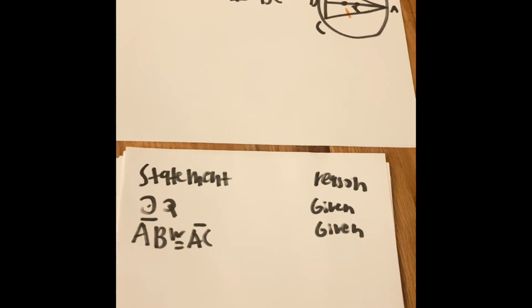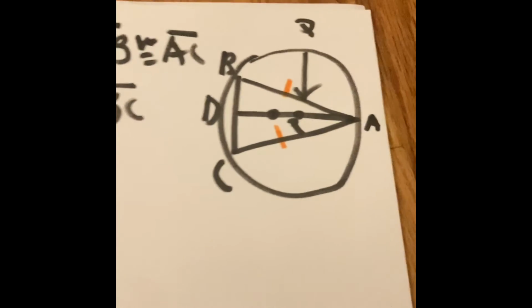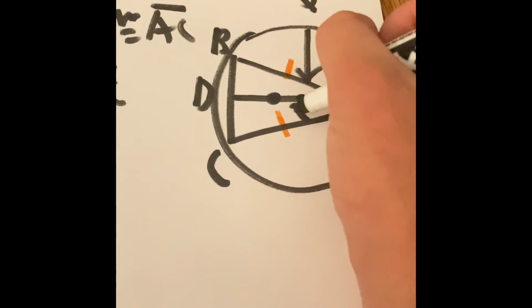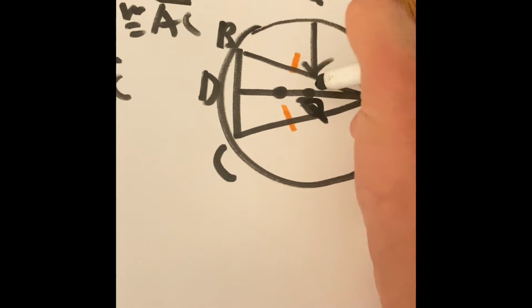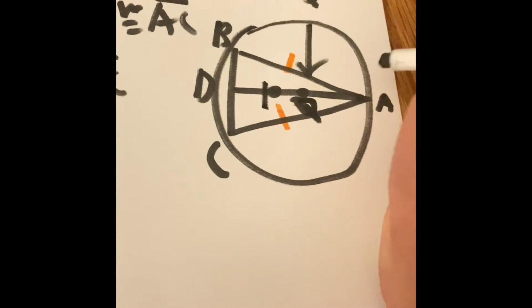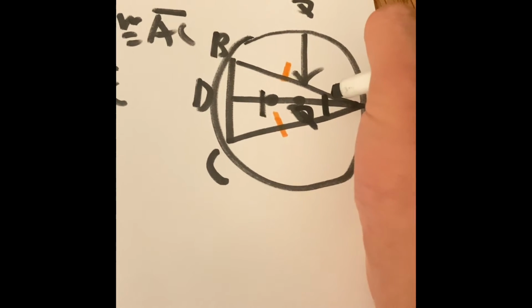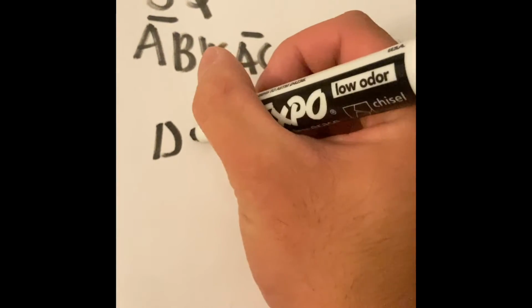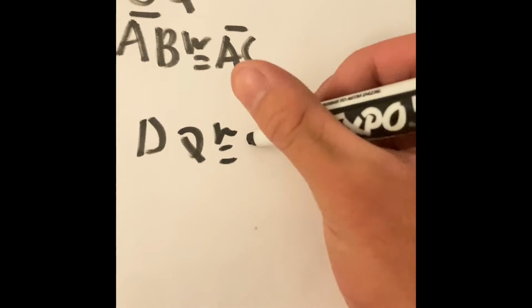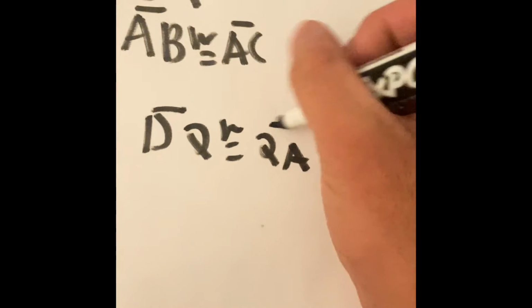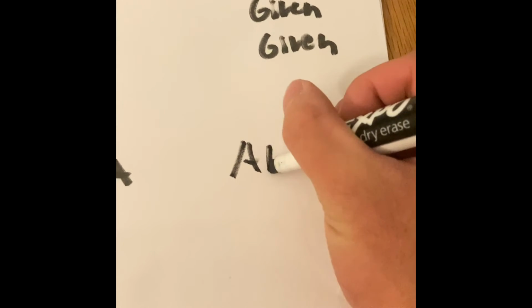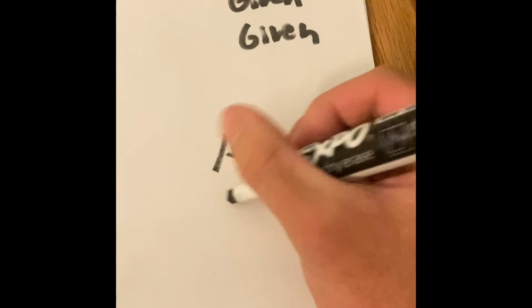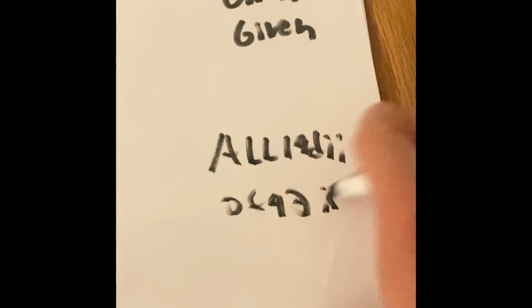We can understand that DQ, because Q is the middle of the circle, is going to be congruent with QA. Not only that, we could also, we have to do something else first. All radii of a circle are congruent.